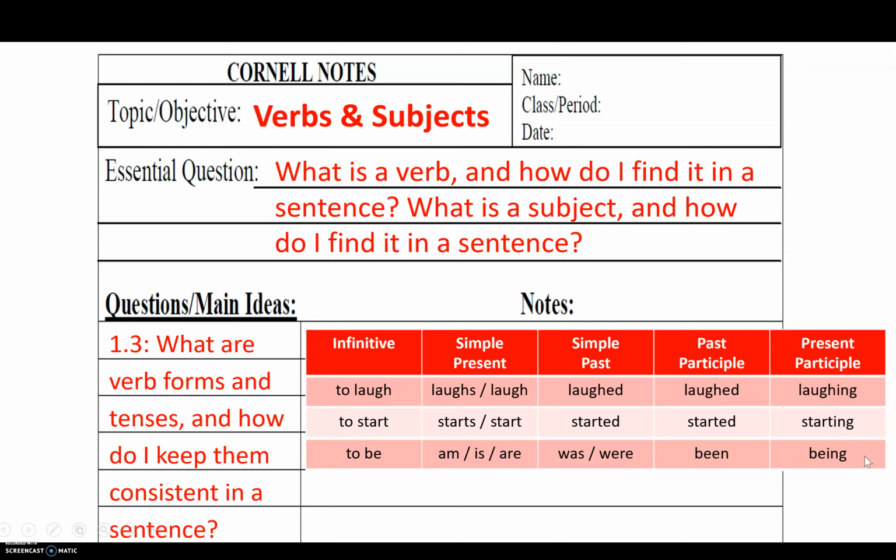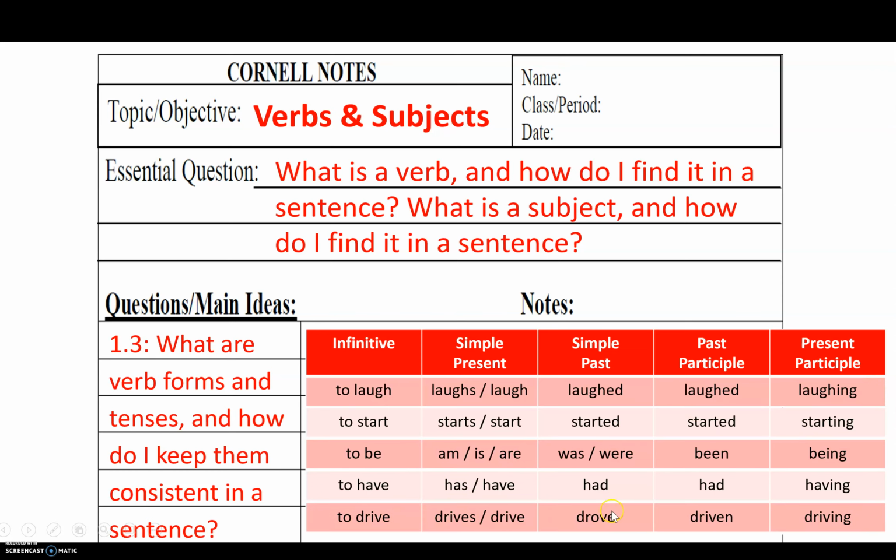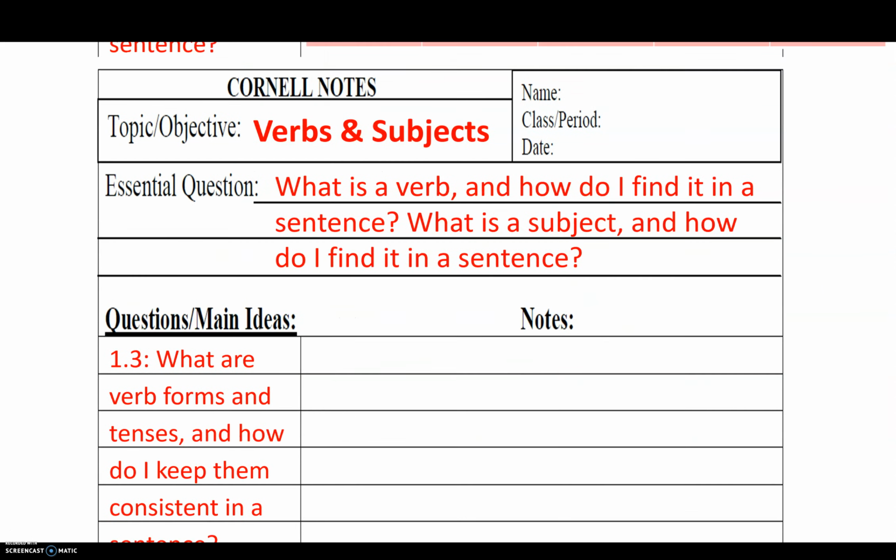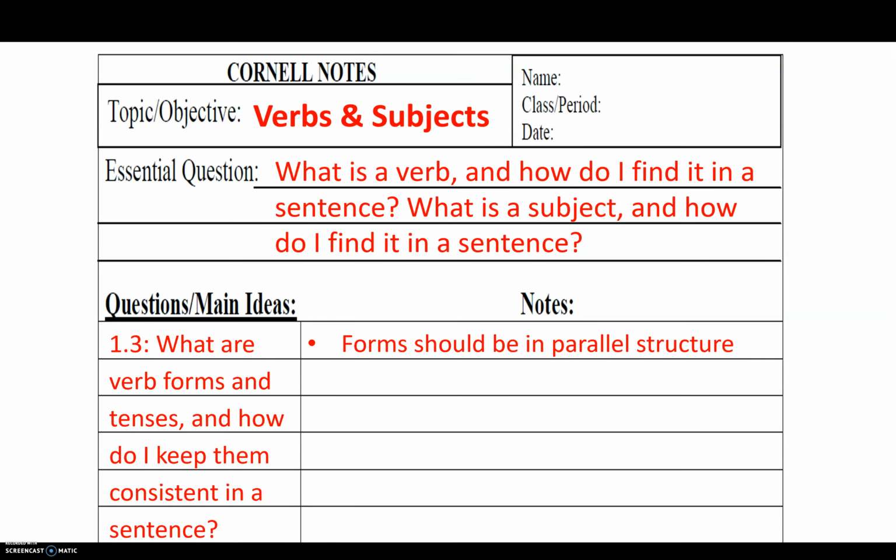So that would be maybe a good one to jot down just because we do see that one a lot. Another irregular one is to have, and again, that one we see a lot. Also something like to drive. Notice it ends up a little bit different in some of these other forms. The important thing though is that when you have these words in a sentence, we want to keep them consistent. So that's what we're going to do next, is keeping verb forms consistent.